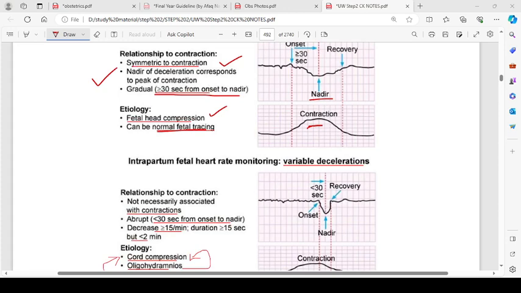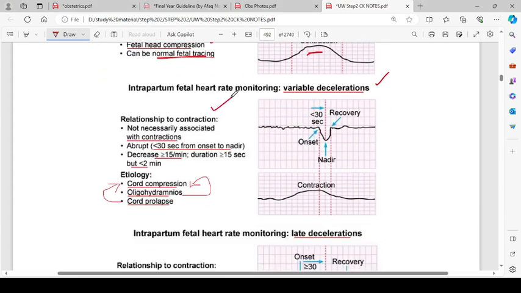Then we have intrapartum fetal heart rate monitoring with variable decelerations. Variable decelerations are because of cord compression and cord prolapse. You must remember this. Not necessarily associated with the contractions. Abrupt, less than 30 seconds from the onset to the nadir. So there's a contraction and this is the onset, 30 seconds to the nadir. Decrease of more than 15 per minute. Duration more than 15 seconds but less than 2 minutes. Etiology is cord compression, oligohydramnios, and cord prolapse.